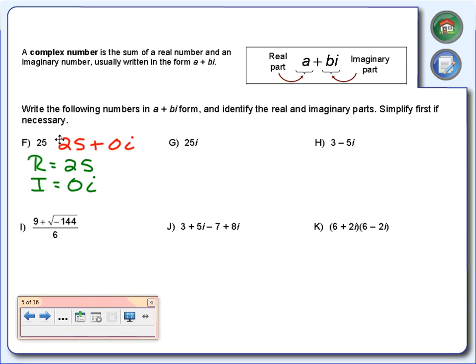G, 25i. We want to write that as a complex number. So the complex number would be 0 plus 25i. There was no real part, so I put a 0 in front of it. So now that I have that complex number, let's identify both parts. The real part's going to be the 0. The imaginary part's going to be the 25i.